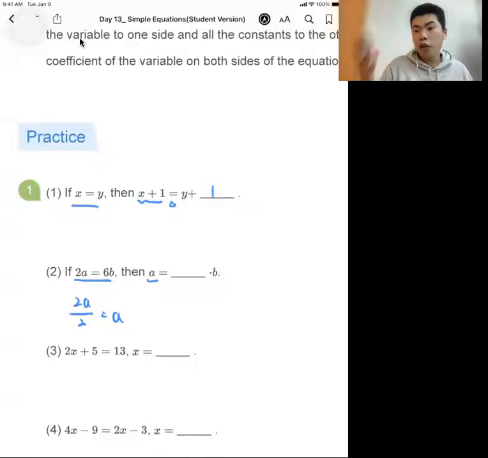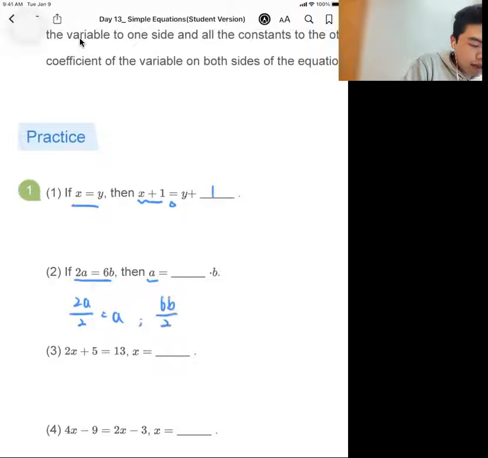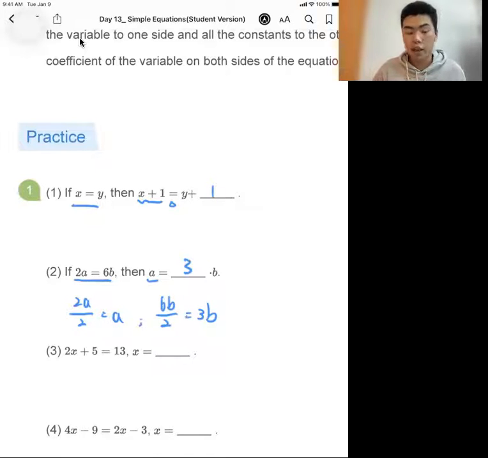Now we need to do the same operation with the right-hand side. We also need to divide by 2 on the right-hand side so that we have 3b. Okay, so 6b divided by 2 equals 3b. So we are missing a number 3 here. Again, if you want to divide or multiply by a number, make sure we do that on both sides.